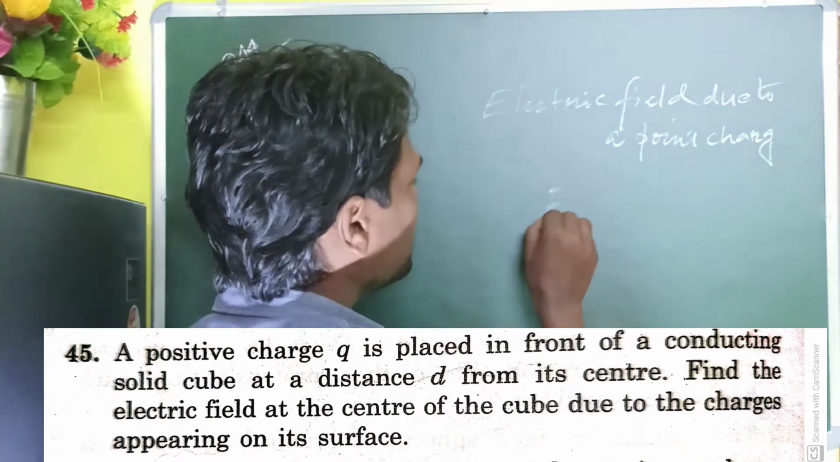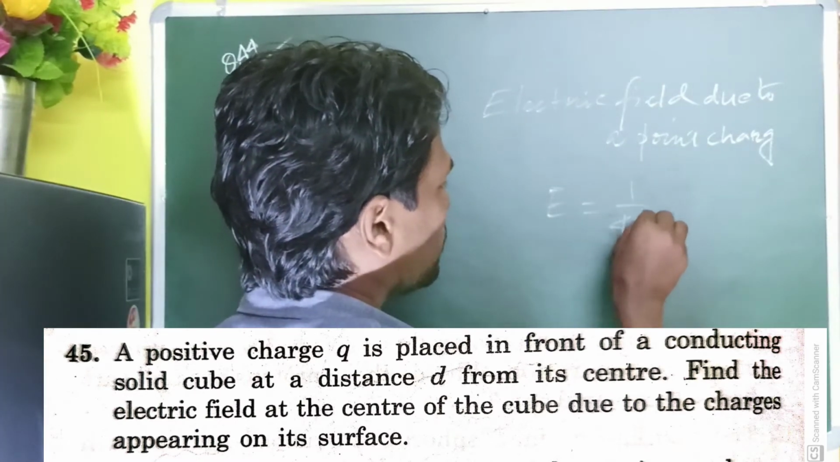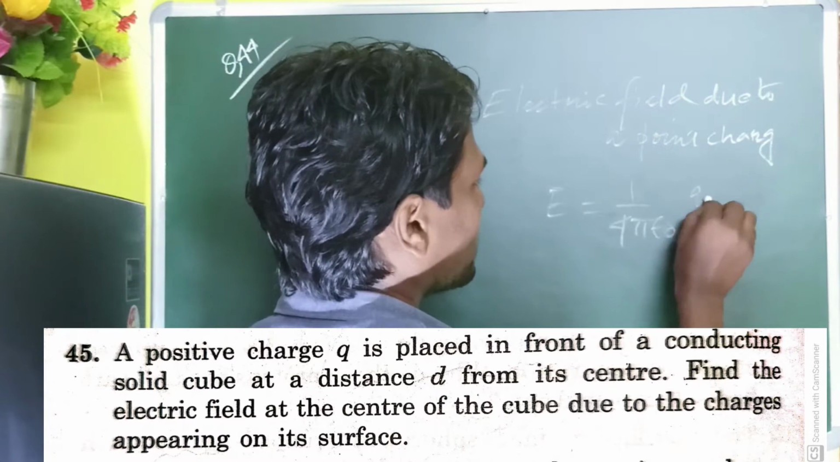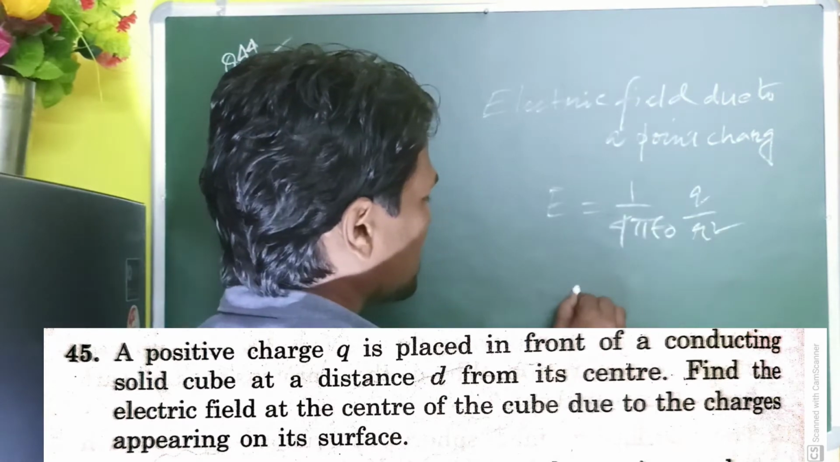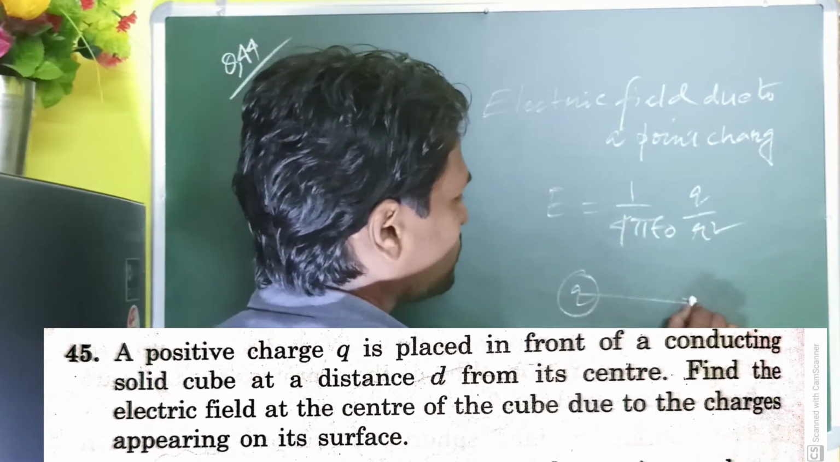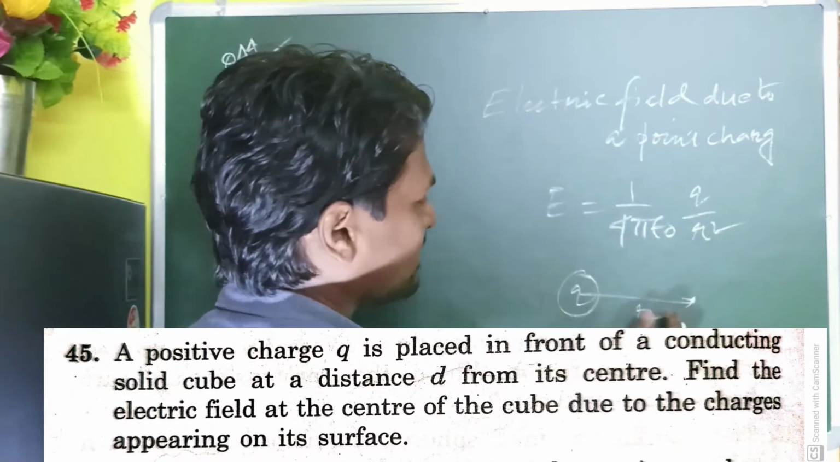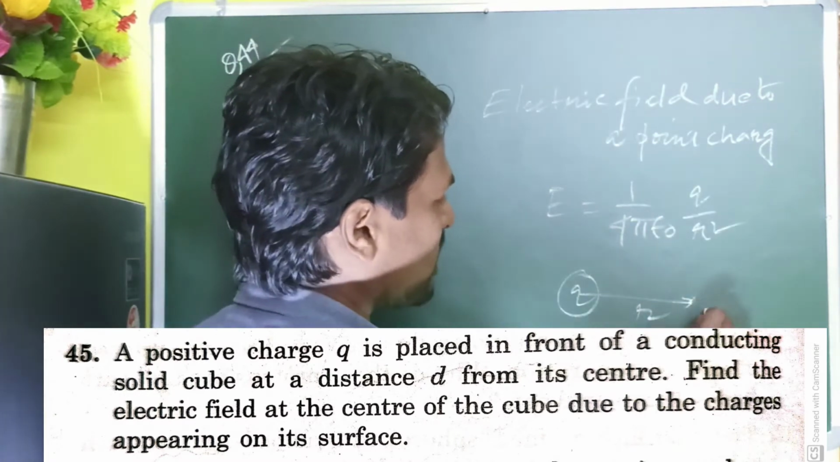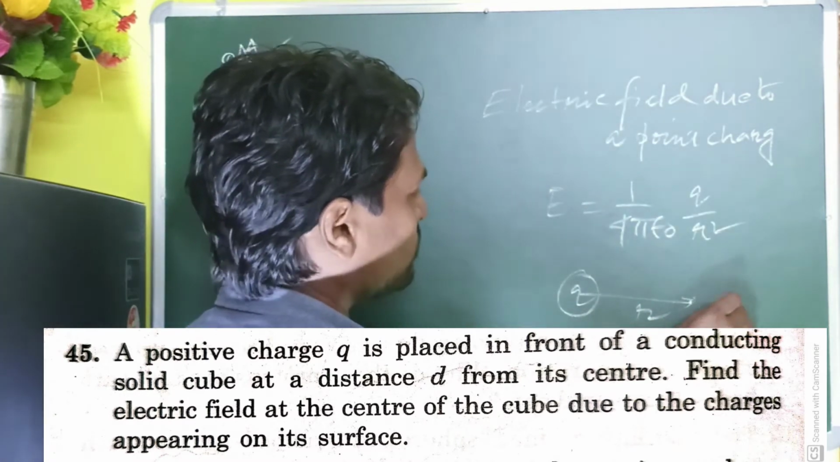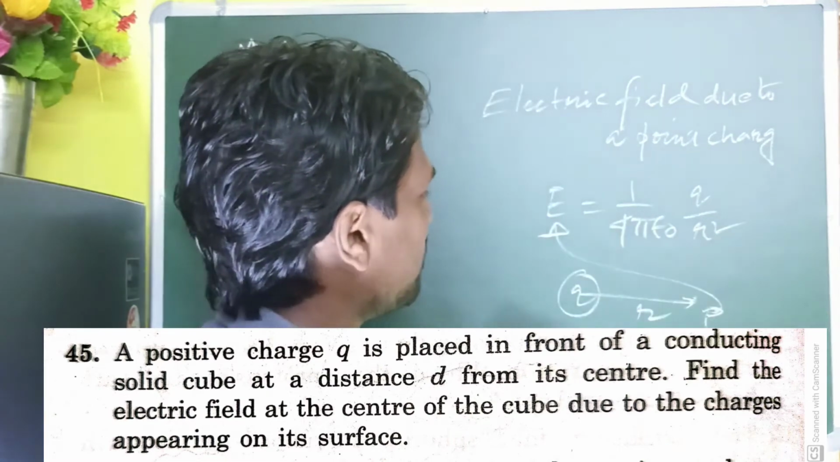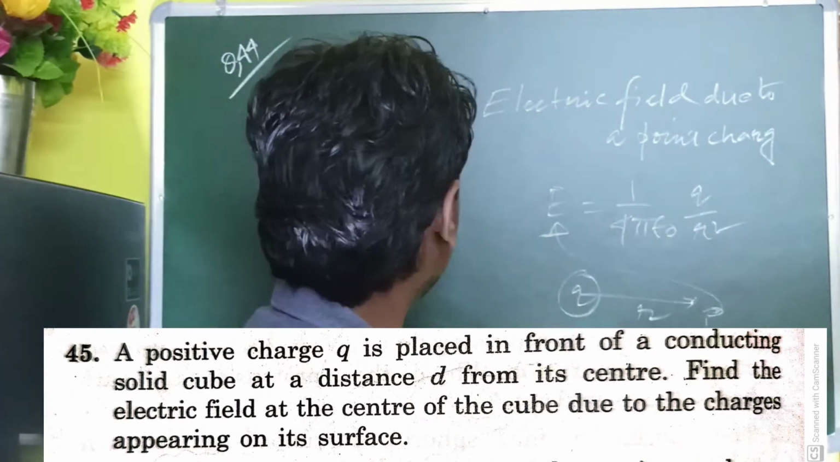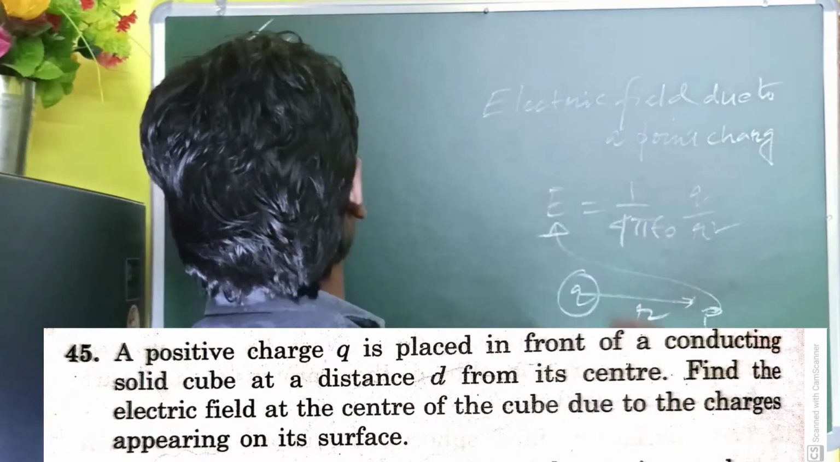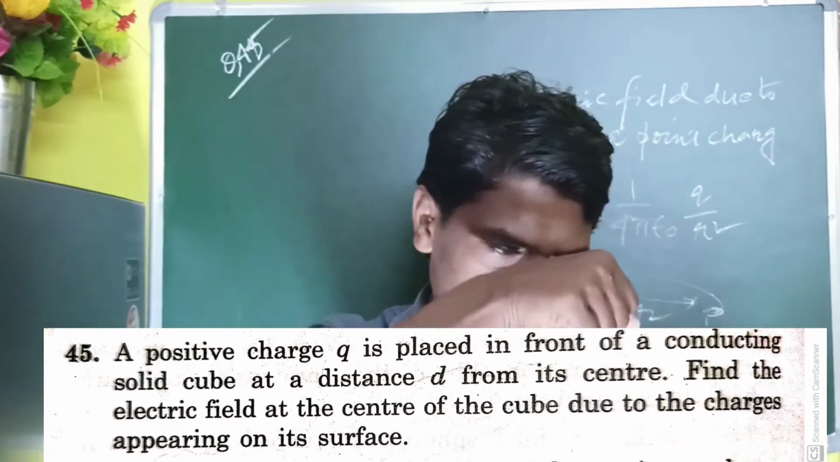So electric field due to a point charge की जो इक्वेशन है वो है 1/4πε0 q by r square. If a charge is here and you have to calculate electric field at a distance r, तो अगर ऑब्जर्वेशन पॉइंट यहाँ पर है तो यहाँ पर इलेक्ट्रिक फील्ड का वैल्यू हो जाएगा 1/4πε0 q by r square. ओके, अब क्वेश्चन नंबर 45 है, देखिए एक बार.